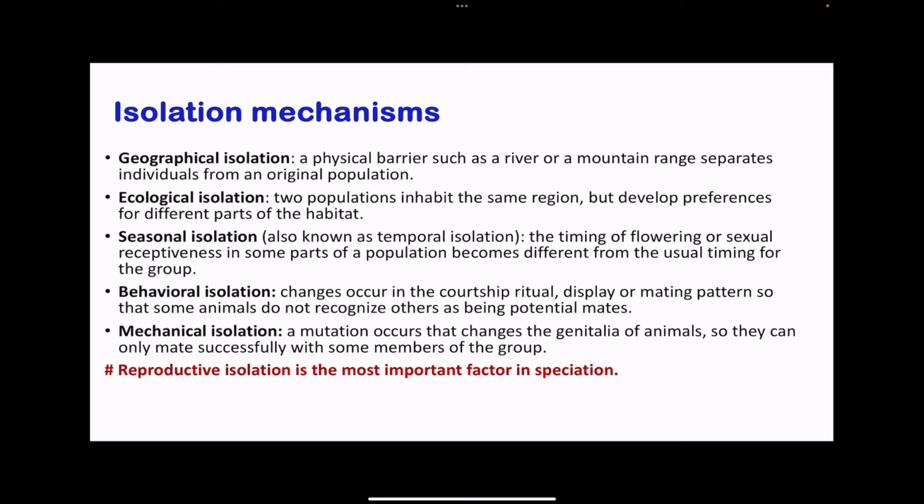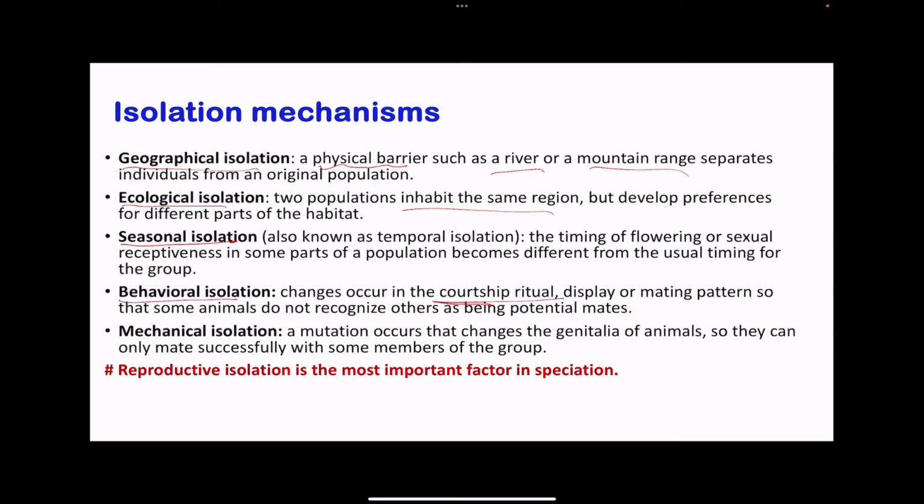Isolation mechanisms can be geographical, meaning there is going to be a physical barrier. This could be a river, a mountain, and so on. This separates the two original populations. Isolation could be ecological, meaning they inhabit the same region, but they are living in different parts of the same habitat. It could be seasonal isolation. There is no gene flow because the timing between the members of that population is not the same. For example, if some flowers bloom earlier than the others, then there is no interbreeding between the two, so the gene flow is going to be decreased.